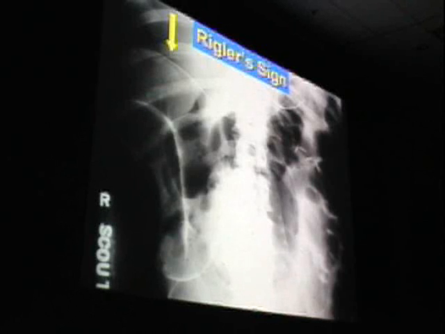Key point is, you have to identify this someplace where there aren't adjacent loops, like the right upper quadrant, the pelvis, etc. Because if you look over on it, you can see what looks like a Wiggler sign, but there are adjacent loops of bowel there, and so you can't call it. Clear call in the right upper quadrant.